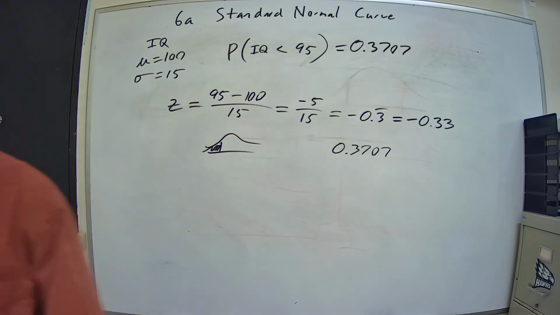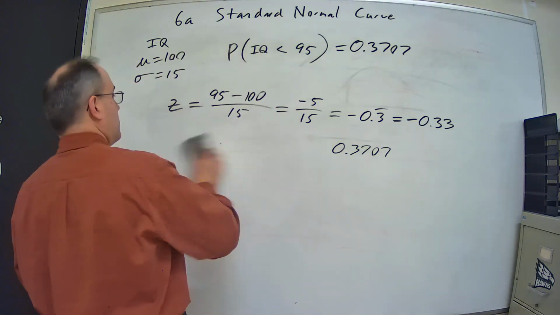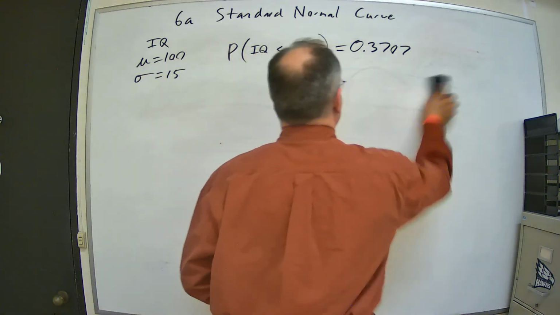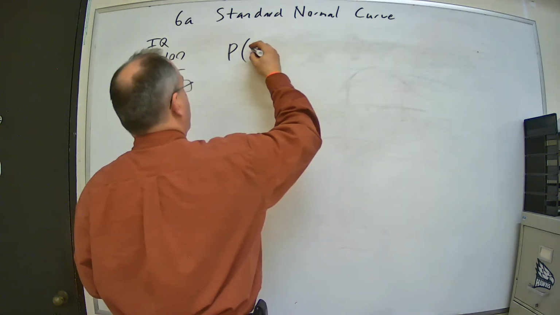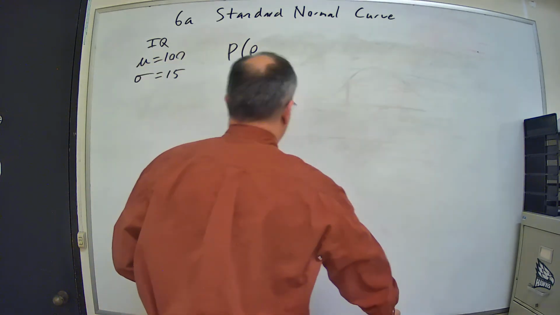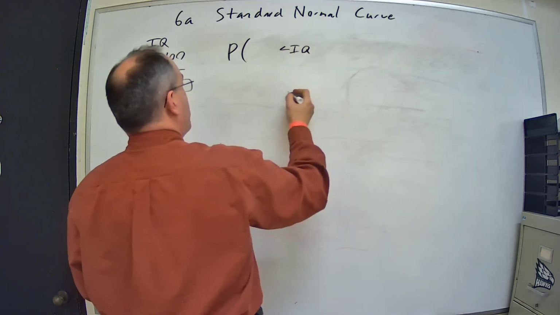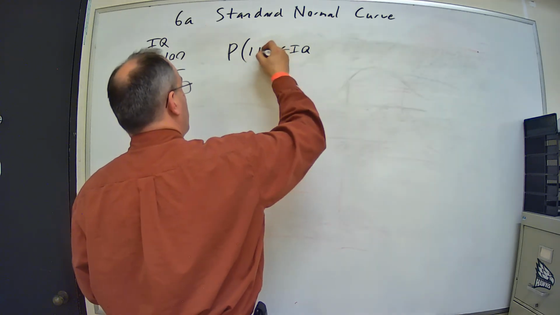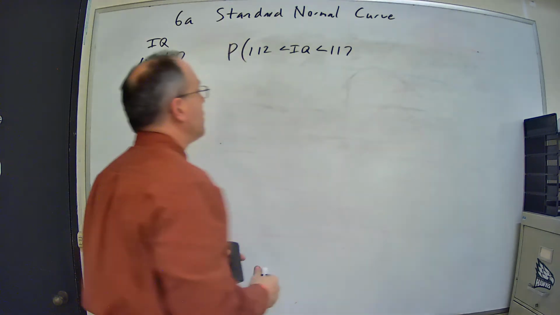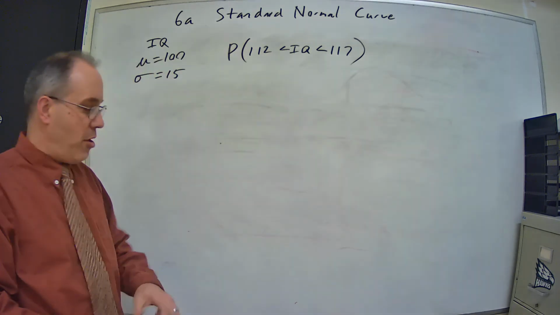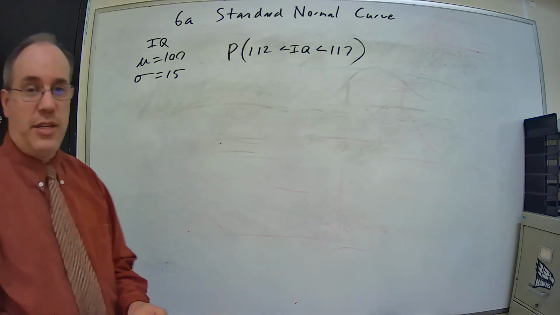Well, let's stick with the same type of thing, but modify the question a little bit. So I'm still going to deal with IQs, but I'm going to say, what's the probability that we randomly select a person with an IQ between 112 and 117? So I don't know, what's the probability that I randomly select a person whose IQ is between 112 and 117?